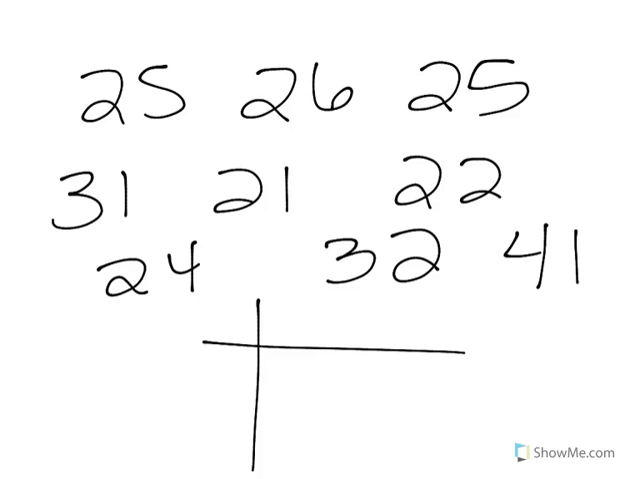Start out with the lowest number. I'm going to do 21, so that's going to be 2 in the stem and 1 in the leaf. By the way, the reason I'm doing this is it helps if you go from smallest number to biggest number. You can really do it any way, but it looks nicer if you do it smallest to biggest.